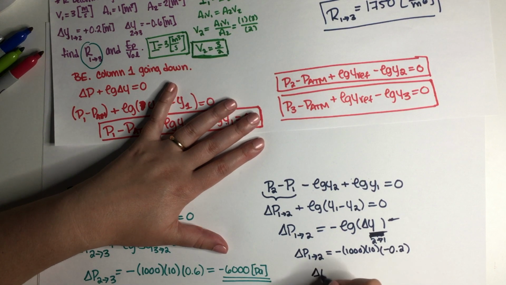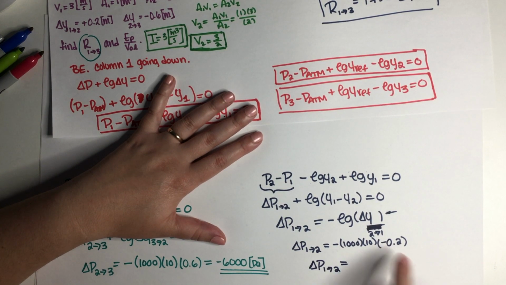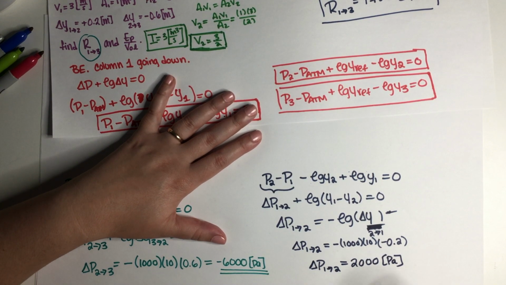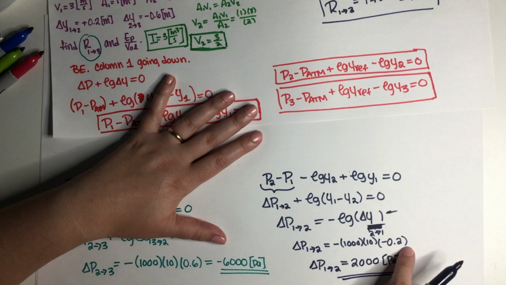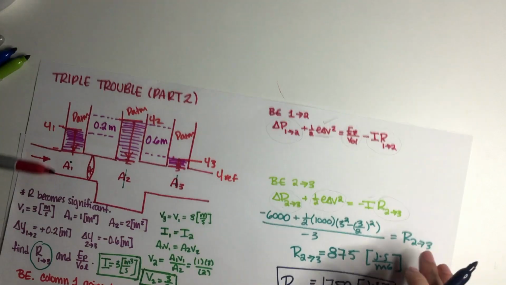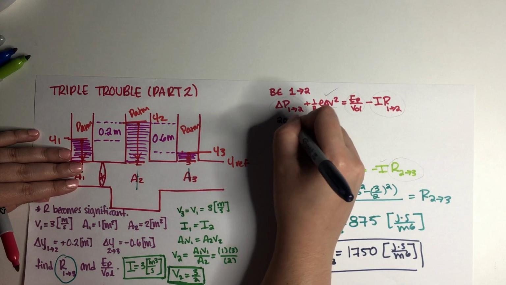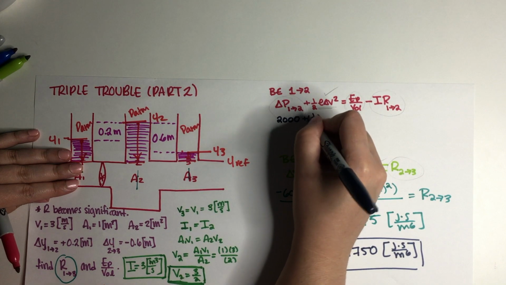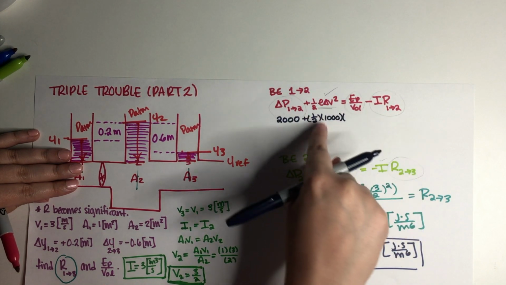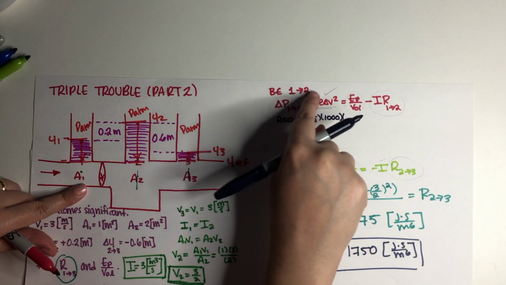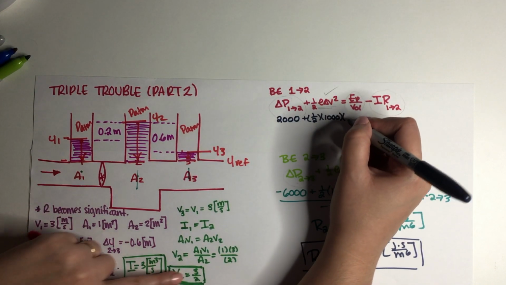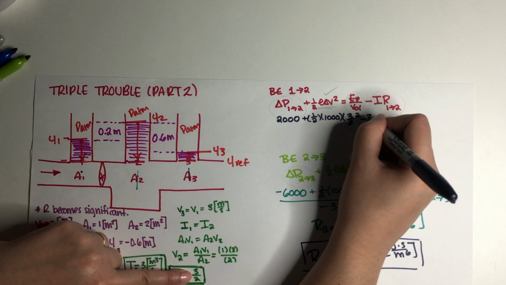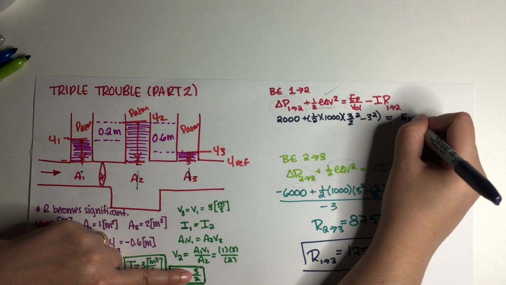like this. So delta P from 1 to 2 is equal to positive 2000 pascals, because the negatives make up a positive. You just multiply all of this and cancel the negatives. So this number is 2000. This number is 1/2 times 1000 times delta v squared. If I go from 1 to 2, this is final minus initial, so (3/2) squared minus 3 squared. E pump is what I'm looking for.